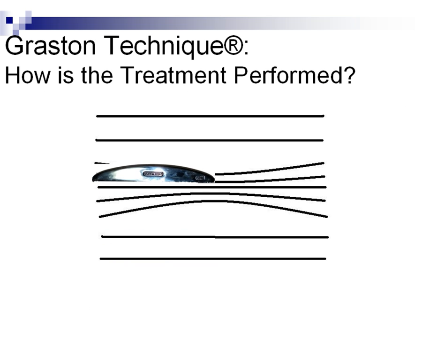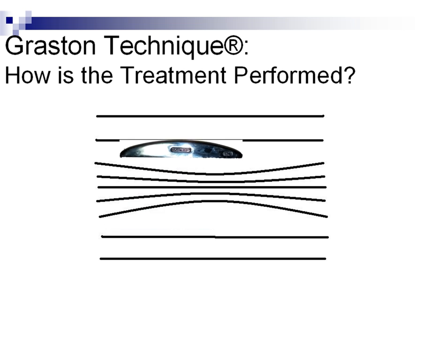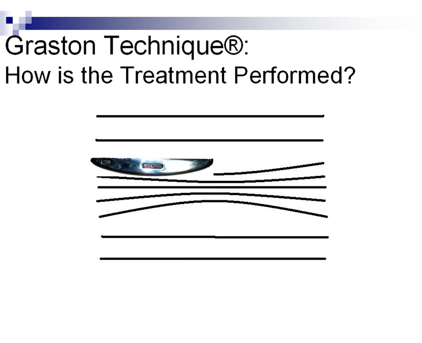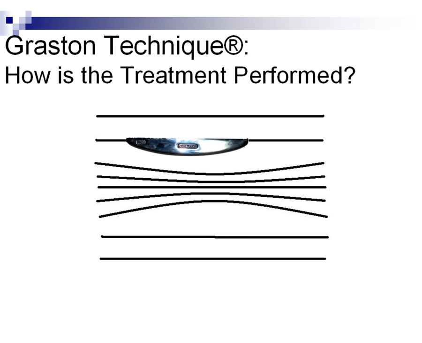In order to correct these fiber misalignments, we use the Graston instruments to work out the tissues to release them from their neighboring tissues. We work the tissues in all directions because the angle of attachment of all attaching fibers run in every which direction.